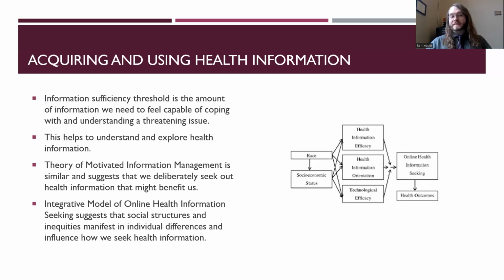And then lastly, there's what's known as the integrative model of online health information seeking, which is a mouthful, but describes the idea that there are a variety of social structures and inequities that create differences in how we seek out and utilize health information. One of the big ones, of course, is the digital divide. Not everybody has access to high-speed internet, and not everybody has access to a device that's going to be able to download and use this type of information for us to access for help.